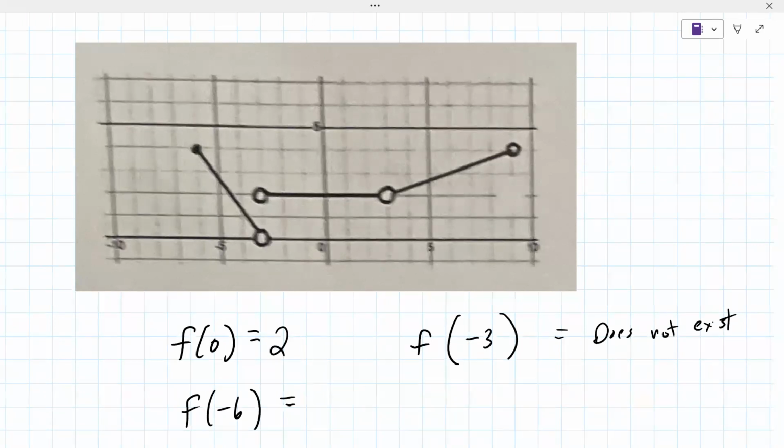That would be 4. It is 4. Okay, good. All right, let's go.